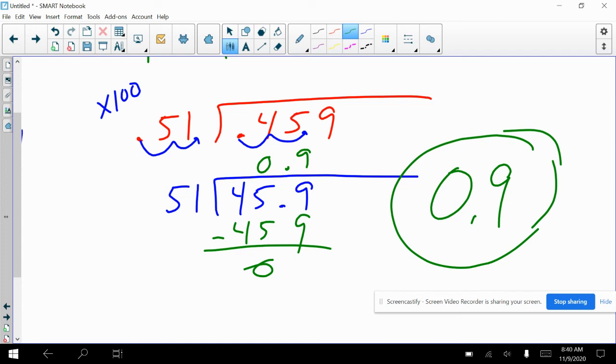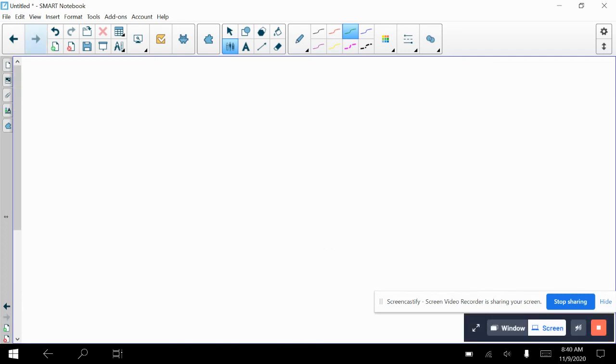All right, any questions about dividing a decimal by a decimal? One of the most common mistakes is you're going to move it in the divisor and you're going to forget to move it in your dividend. And if that is the case, you will be wrong every time.